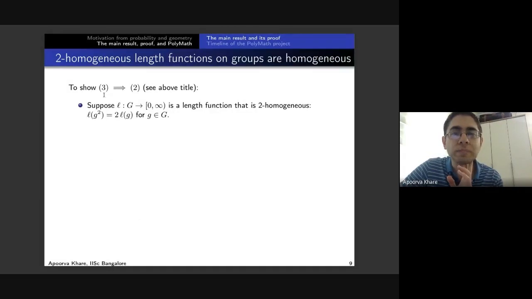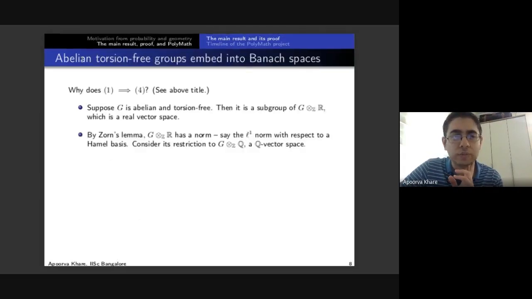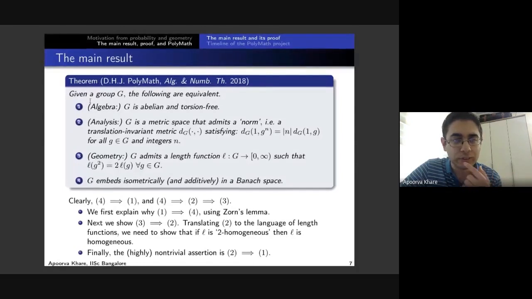Okay, now what about 3 implies 2? The goal of this talk, as I said, is to prove everything. So we already said 4 implies 1, and now I told you why 1 implies 4. So 1 and 4 are equivalent. Great. Now I told you 4 implies 2 is just trivial, and 2 implies 3 is trivial. So now I'm going to prove that 3 implies 2, and then 2 implies 1, not 2 implies 4, but 2 implies 1 and 1 implies 4. So then everything implies everything else. So why does 3 imply 2? Okay, so 3 says that G admits a length function, which is not homogeneous, but which is two-homogeneous. 2 says that G admits a homogeneous length function and is also right invariant.